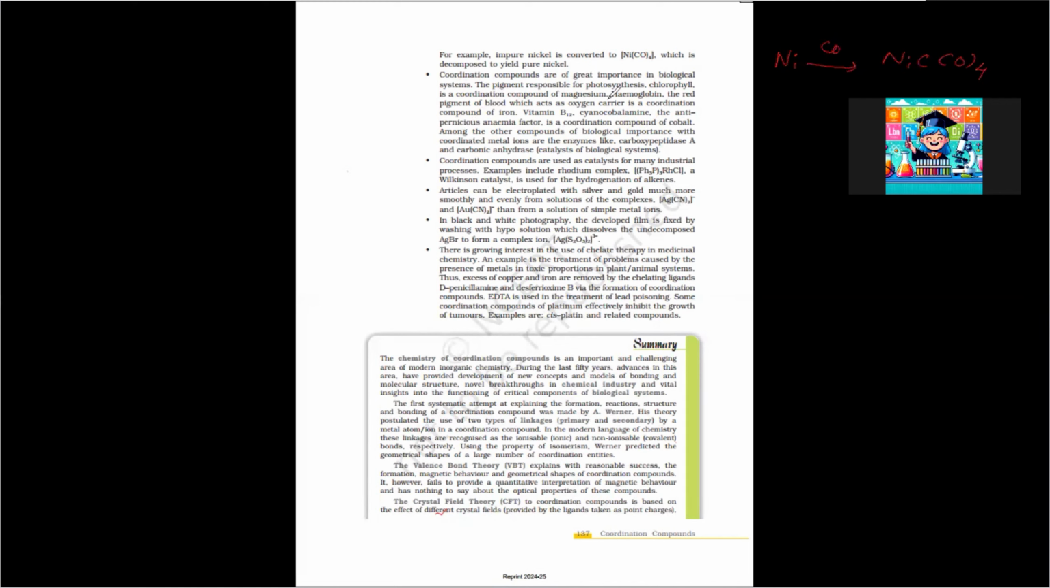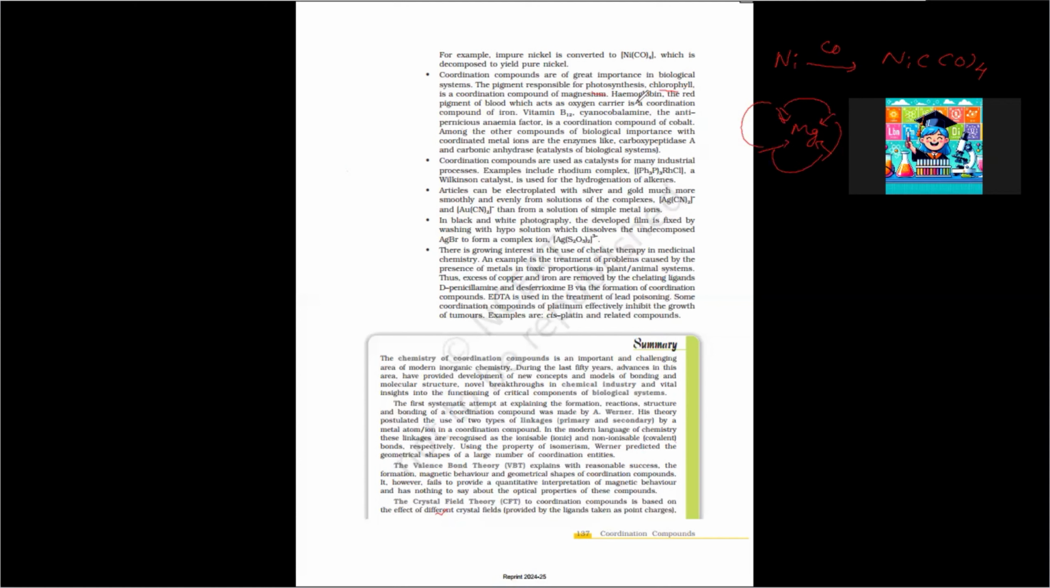And also coming to the biological systems, the application of coordination compounds in biological systems. We all know the pigment responsible for photosynthesis. What is it? It's the chlorophyll molecule. Chlorophyll is a coordination compound of magnesium. Magnesium is the central metal atom of the chlorophyll molecule, and the light absorption is happening because of this complex. That's why photosynthesis in plants is happening.